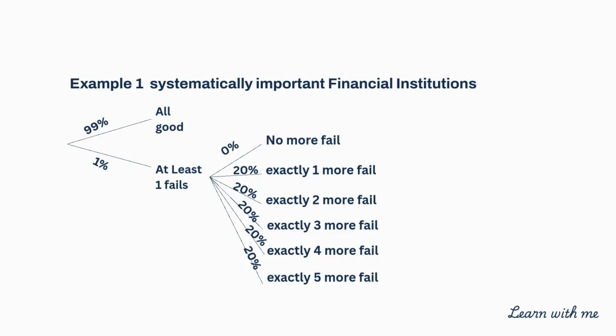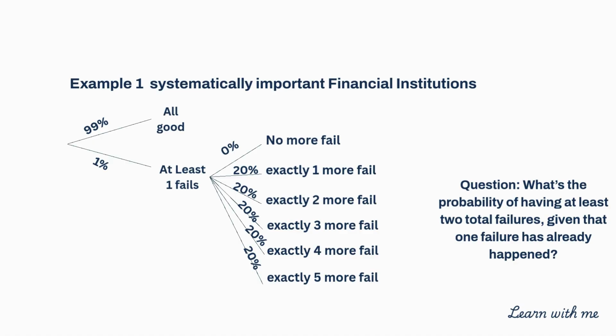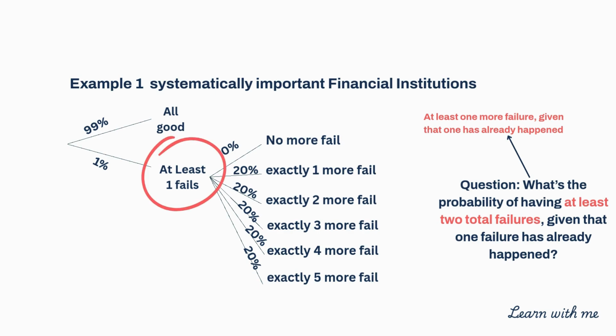And the question is, what's the probability of having at least 2 total failures, given that 1 failure has already happened? Let's take a look at the probability tree to really see what's going on. First, notice that the question asks about the probability of at least 2 failures, but it also tells us that 1 failure has already happened. So really, we're being asked, what's the probability that at least 1 more institution fails, given that one already has? And that is all the case from 1 more failure to 5 more failures, which means 100%. Once the first failure happens, at least 1 more is guaranteed in this scenario.